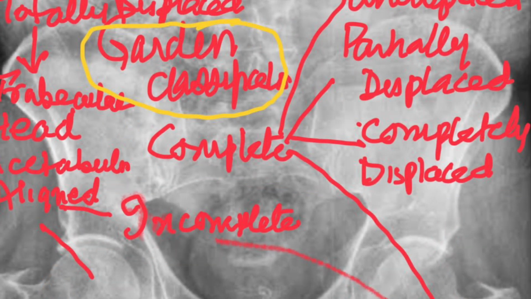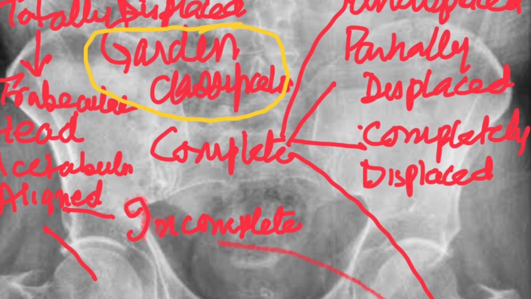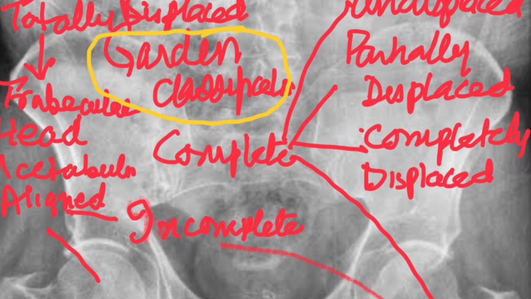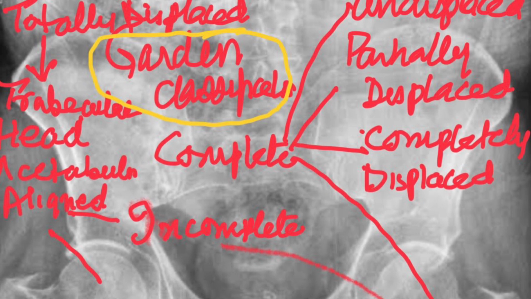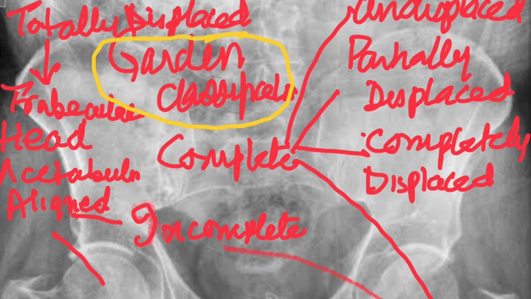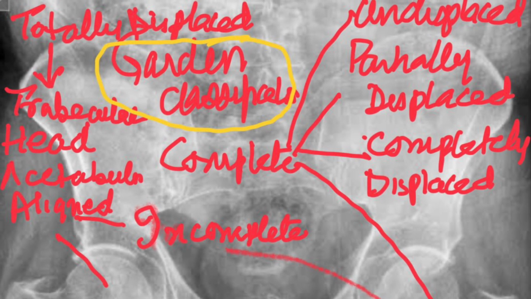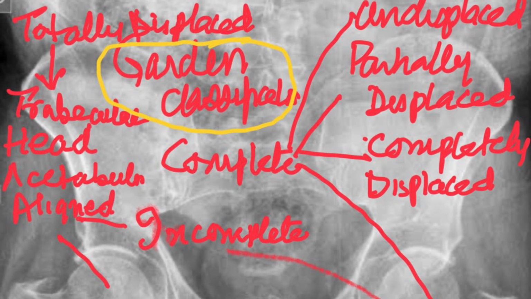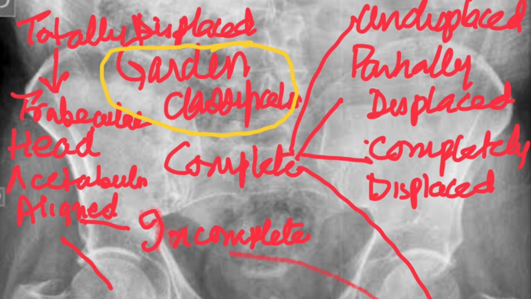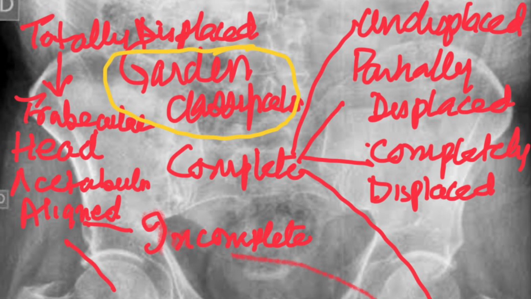The third is the Gardner's classification: an incomplete fracture, a complete fracture undisplaced, a complete fracture partially displaced, and a complete fracture completely displaced. In the partially displaced fracture, the acetabular and the head trabeculae will not align because the head is rotated in the acetabulum.